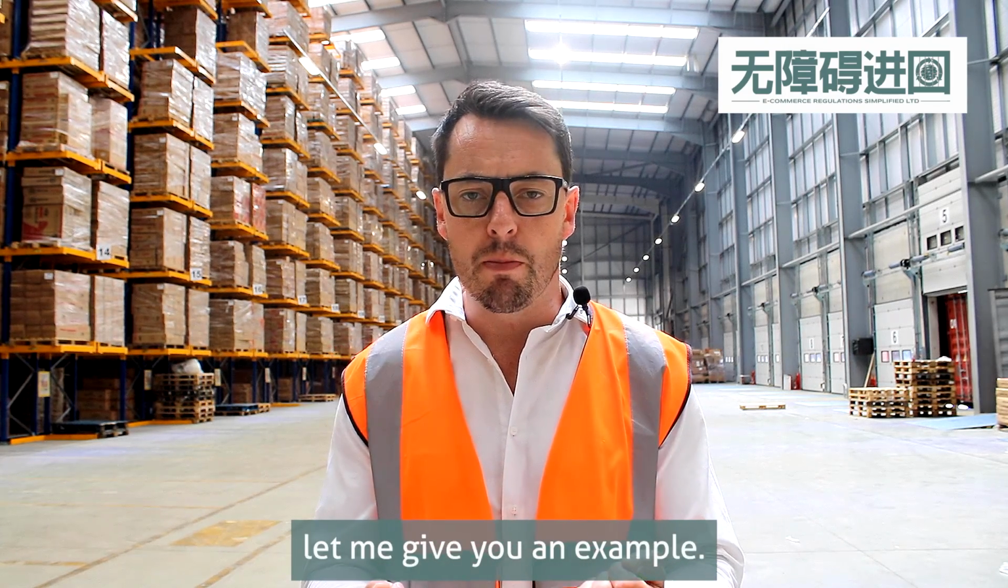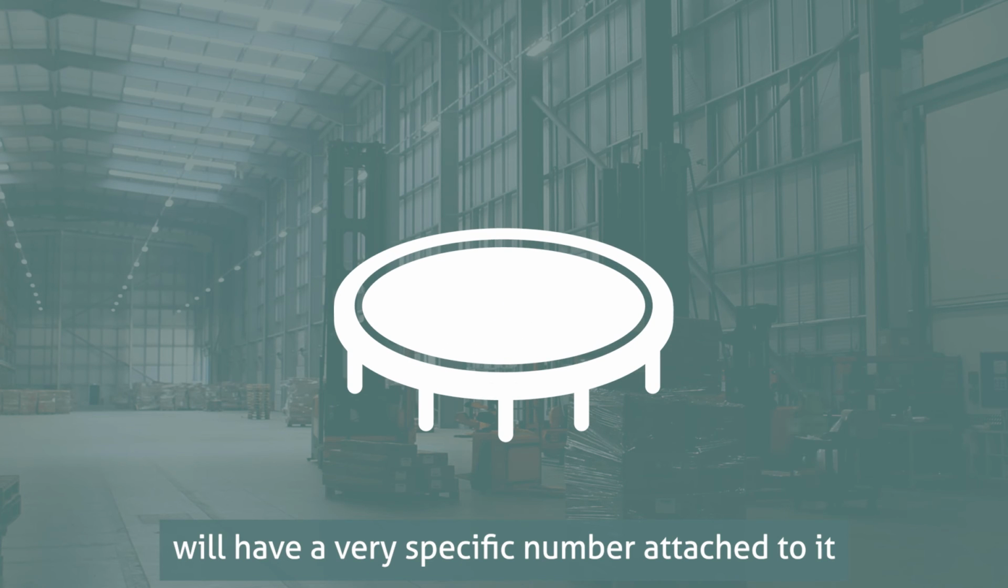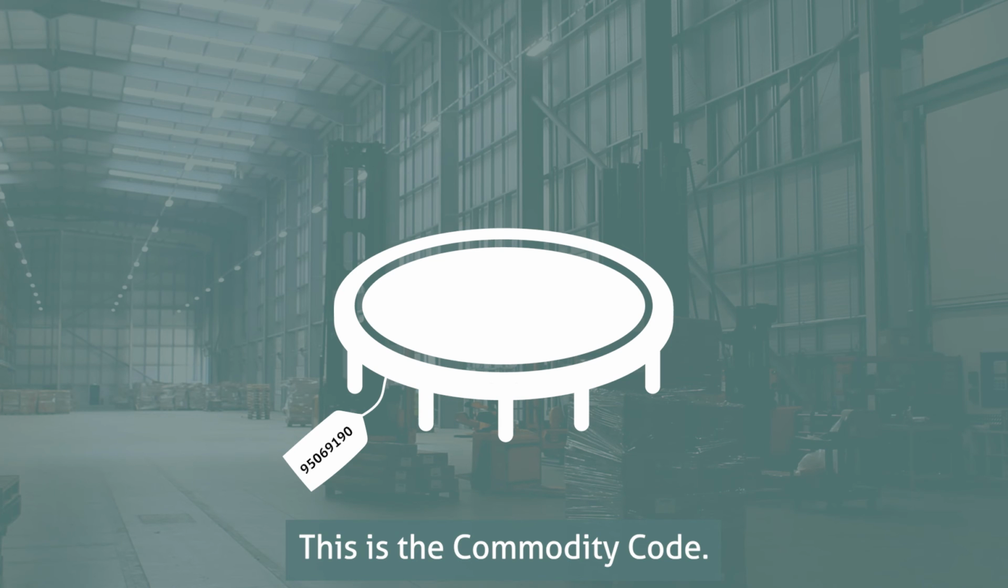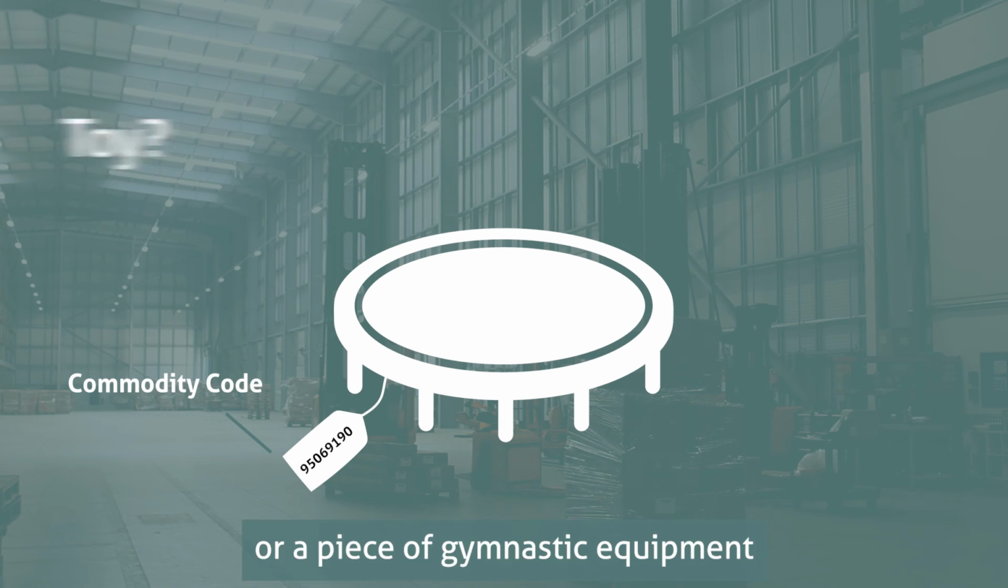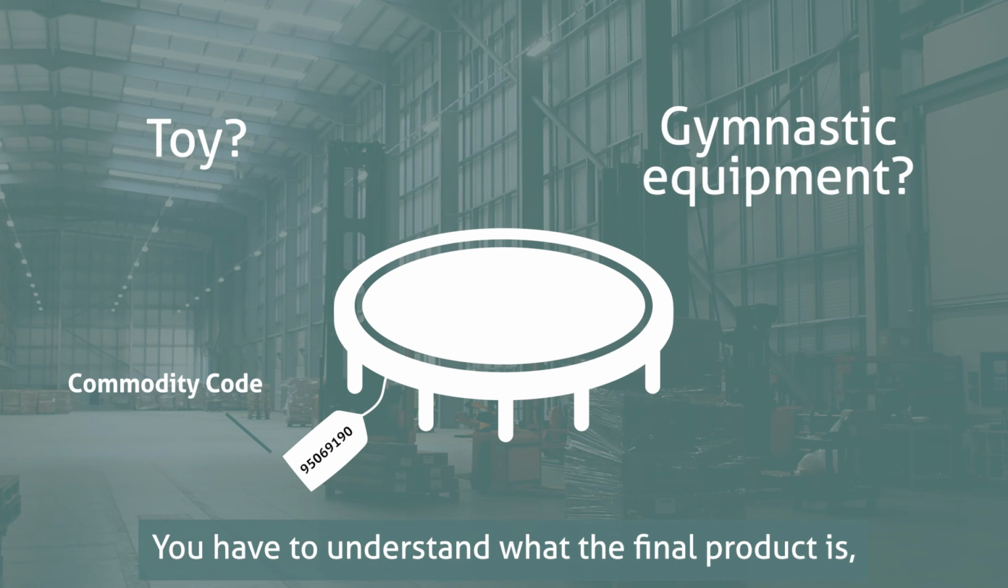Let me give you an example. Your trampoline, when you bring it across the border, will have a very specific number attached to it for paying the right tax and duties. This is the commodity code. Now, whether that trampoline is a toy or a piece of gymnastic equipment will slightly alter the commodity code. You have to understand what the final use of your product is.